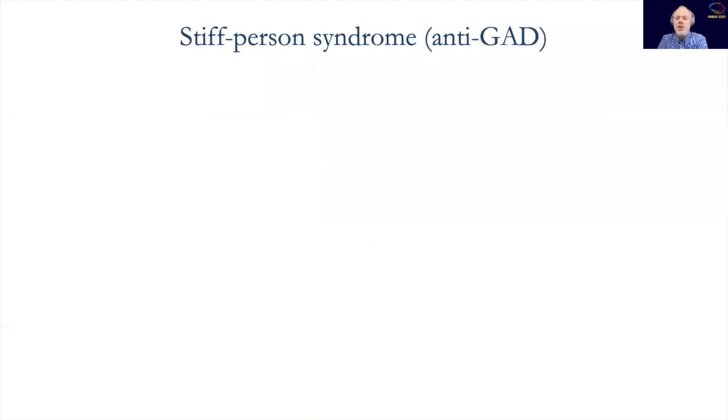So based on what we just learned, you might want to think about how important GAD, or glutamic acid decarboxylase, is for the production of GABA. And so what do you think would happen with the GABA levels if someone has a problem with GAD? This is what happens in stiff person syndrome.